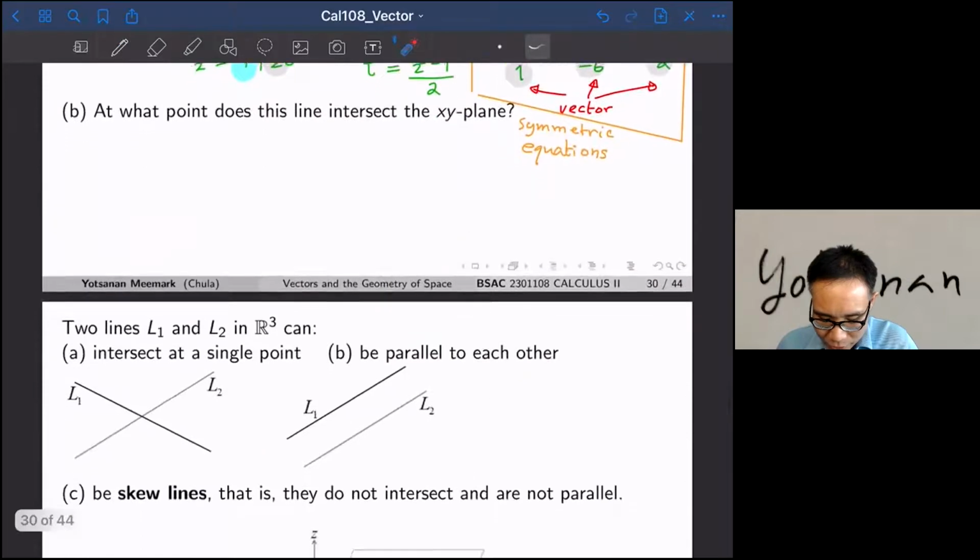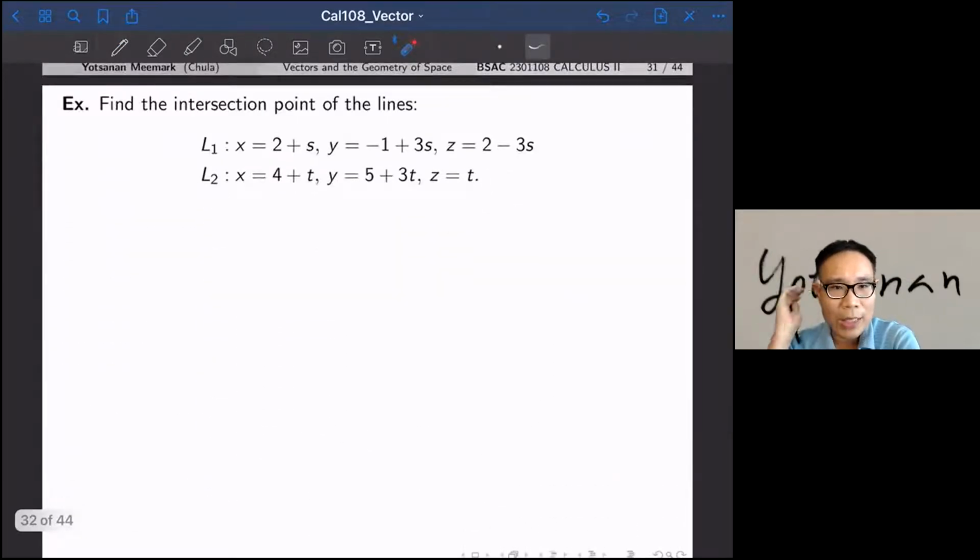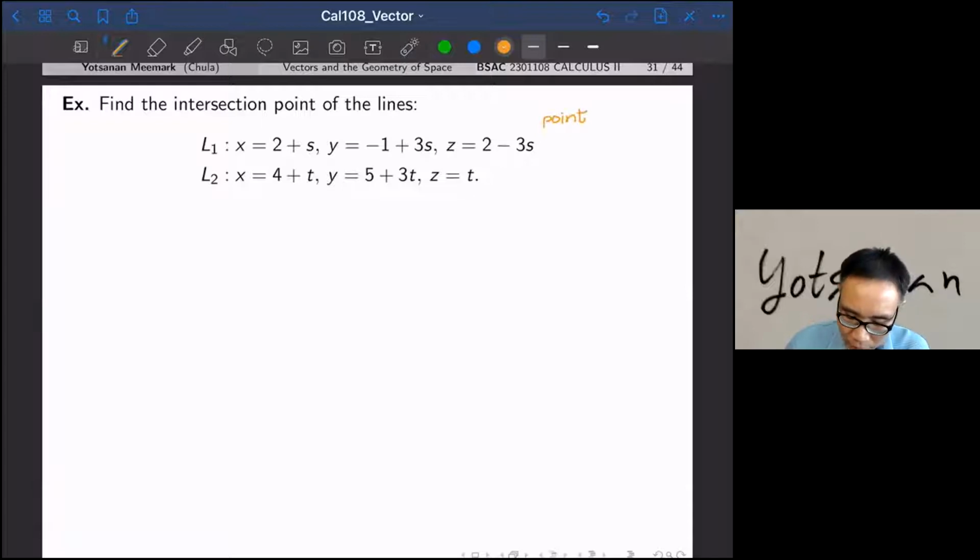So let's test you a little bit. When you have the lines L1 and L2, can you find a point for me? When you see something like this, what will be the point? The point you have here is going to be (2, -1, 2).